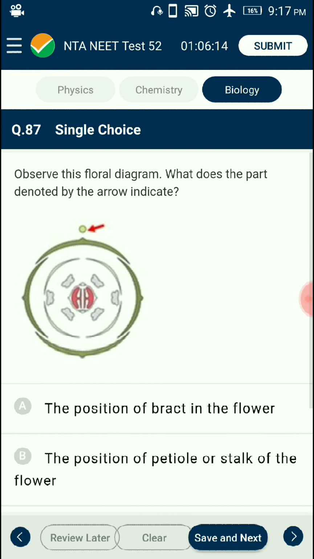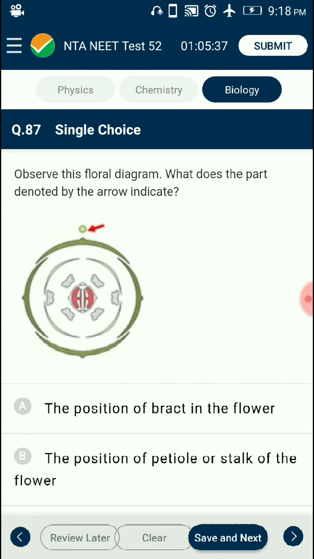Question number 87. Observe this floral diagram. What does the part denoted by the arrow indicate? A floral diagram provides information about the number of parts of flower, their arrangement, and the relation they have with one another. The position of the mother axis with respect to the flower is represented by dot on the top of the floral diagram. Calyx, corolla, androecium, and gynoecium are drawn in successive whorls, calyx being the outermost and the gynoecium being the center.